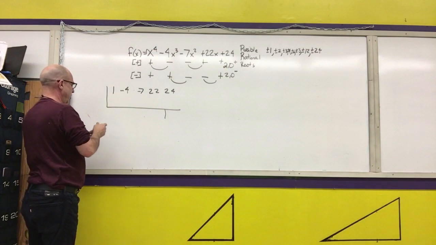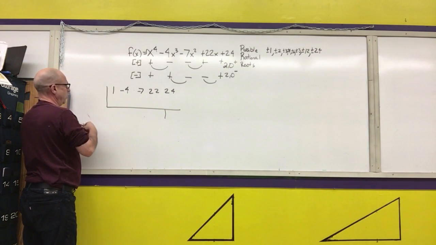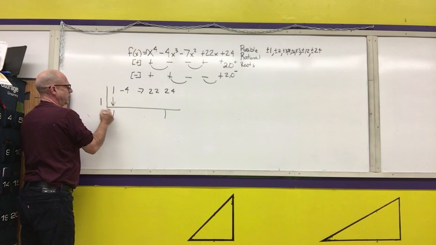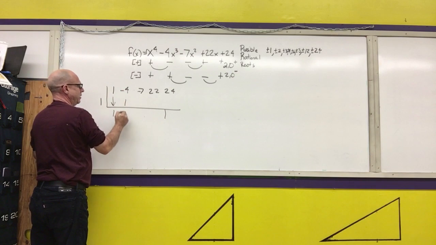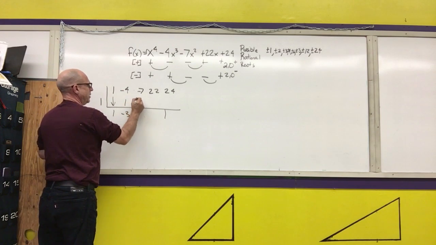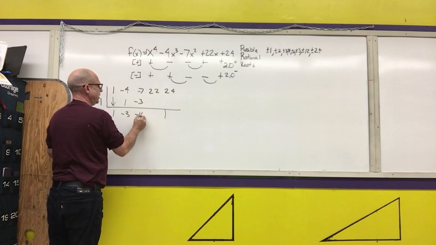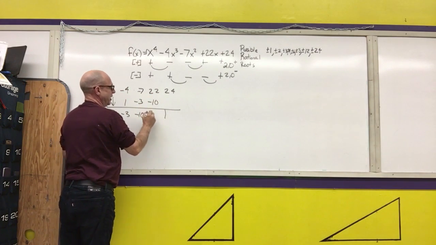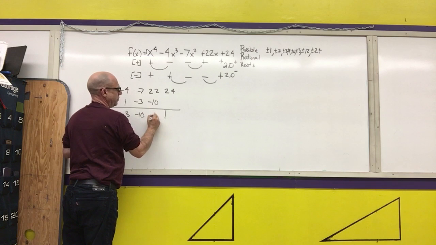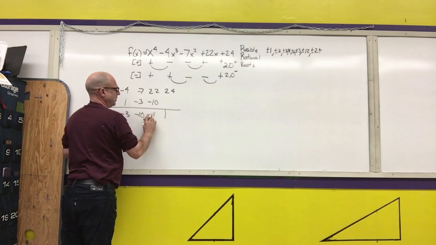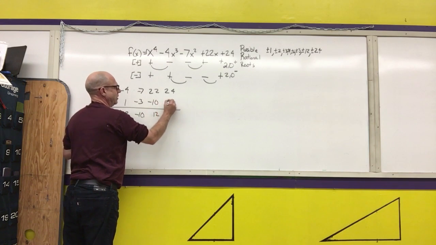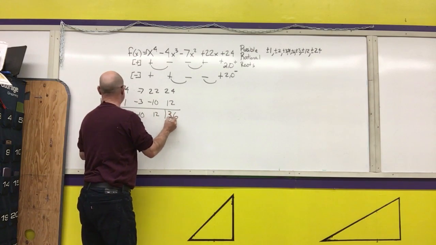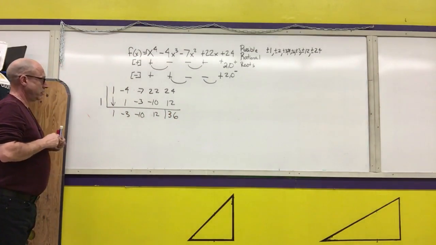So the first number I'm going to try is a 1. I try a 1: copy, multiply, add, negative 3, multiply, add, gives me negative 10, multiply, add, that's a positive 12, multiply, add 36. A 1 didn't work.